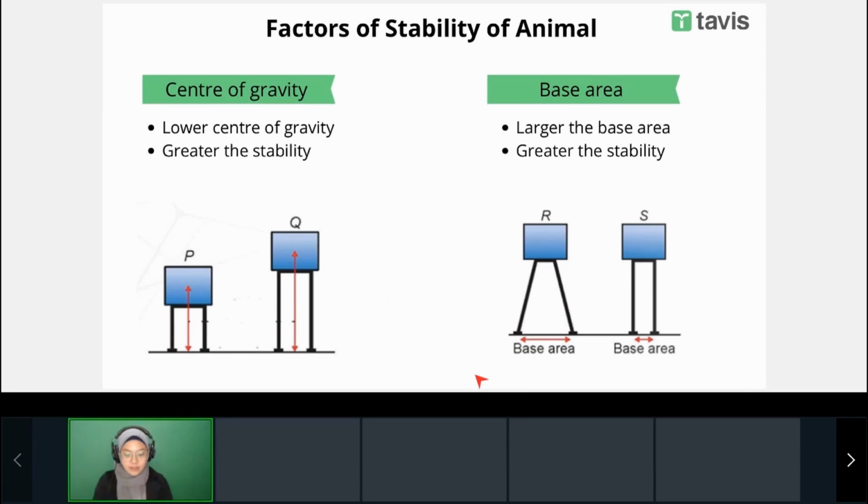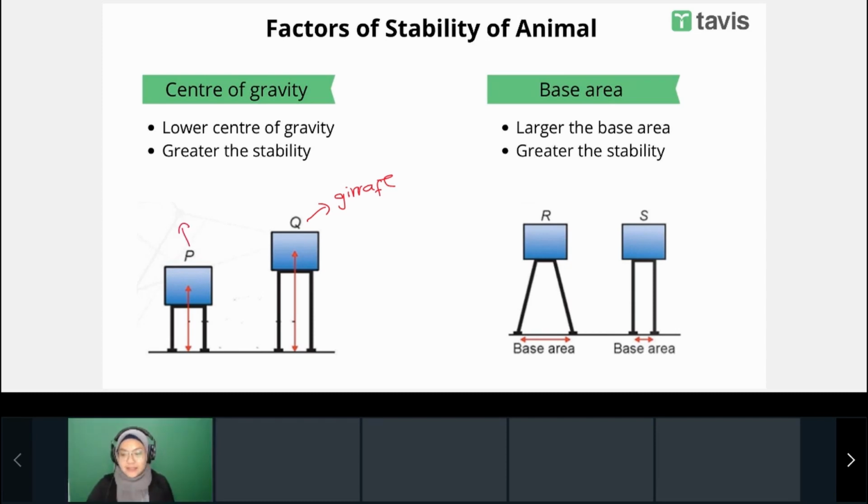Okay, now let's see stability, two factors that affect the stability of an animal. The first one is center of gravity. Just imagine that this Q is a giraffe, and this is P. Can you give me animals that have a low center of gravity? Anyone? Any animal that has a low center of gravity?